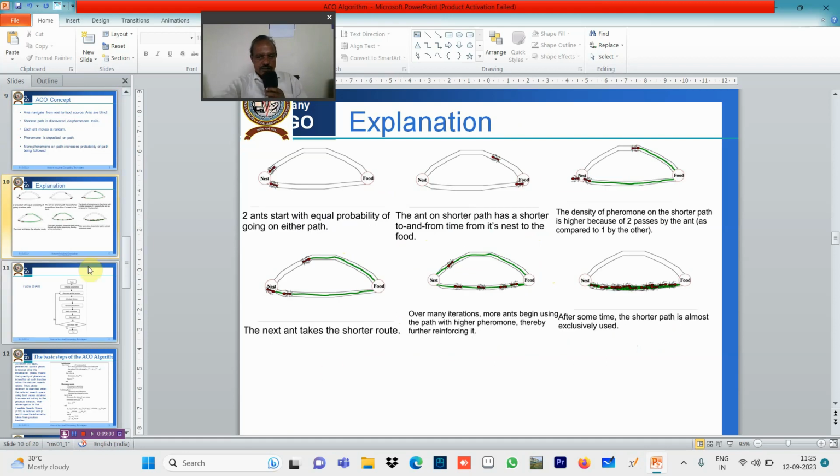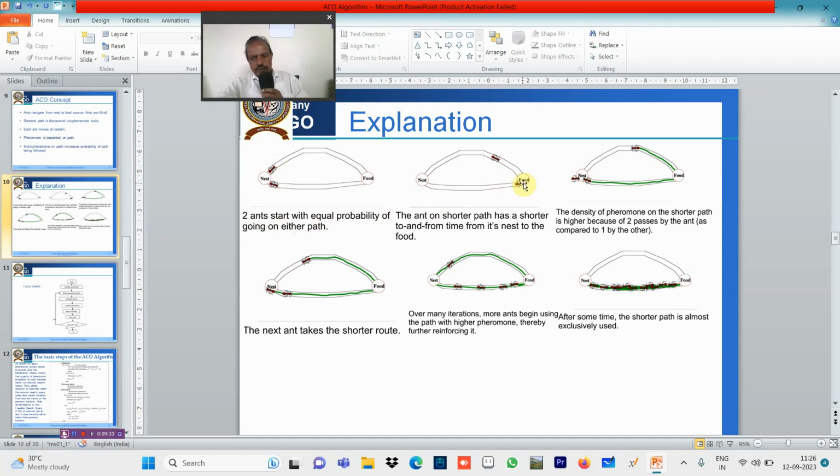Now let us have an idea in detail. So you observe this figure number 1 here. Two ants start with equal probability of going, so this is the nest and this is the food. So here one started, here also an ant started. The moment ant 1 reaches here, ant 2 is still going there. Now they have to return because they found the food. This one will immediately return, and then after reaching it will return.